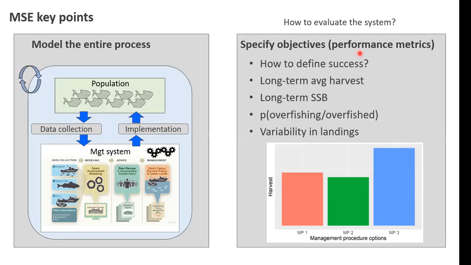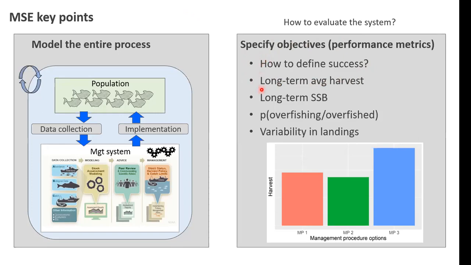Next, we have to think about how we evaluate the system. What we want to do is specify objectives or performance metrics to understand which of the management alternatives makes the most sense for the stakeholders. So this is really how we're defining the success of the fishery.